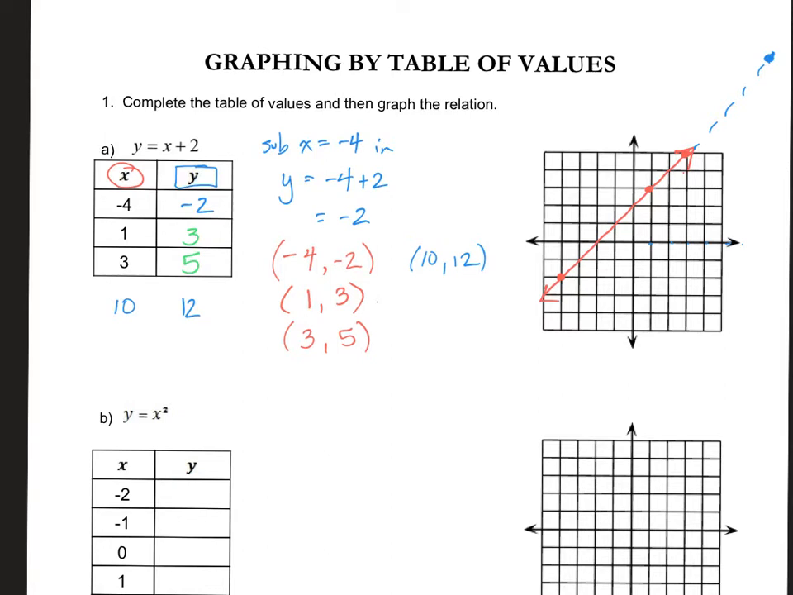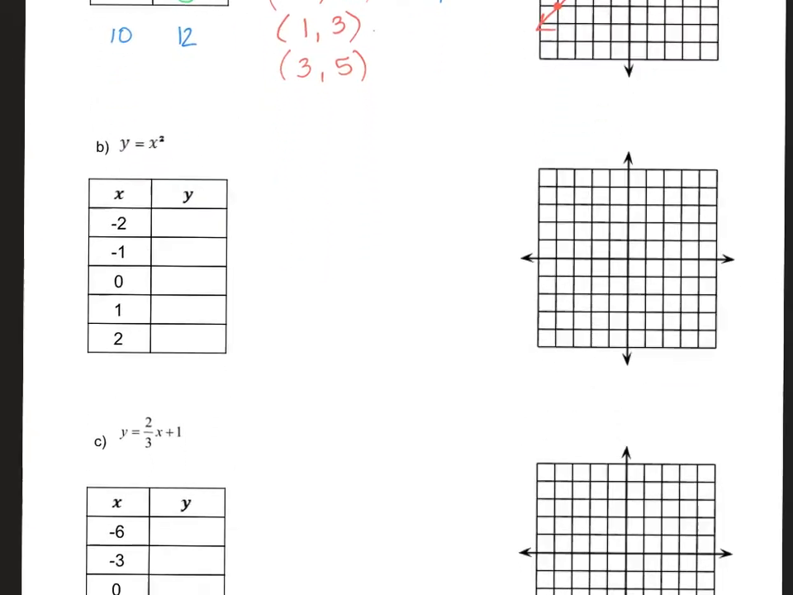So we always put arrows on the ends of our graphs when we know that that graph goes off in that direction. Now what we want to do is slide down and take a look at our relation in B.